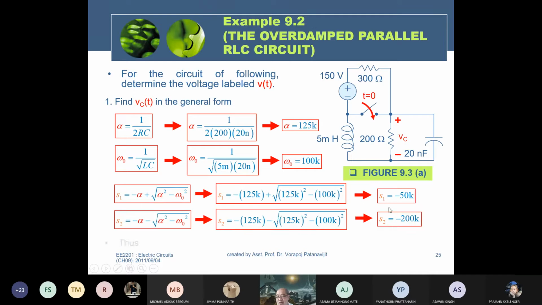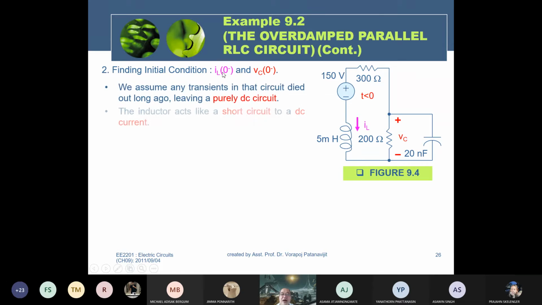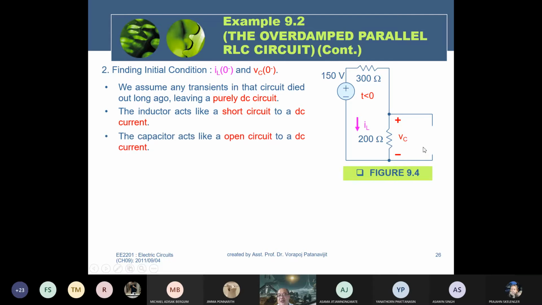You can determine S1 and S2, and express them in the general form. In this case, you cannot find A1 and A2 yet until you use the initial conditions. The first initial conditions are VL at time 0 and VC at time 0. We assume any transient in the circuit died out long ago, revealing a purely DC circuit, and the inductor acts like a short circuit to DC current, and the capacitor acts like an open circuit too. Therefore, the inductor current equals V divided by the sum of R, and the direction will be reversed.